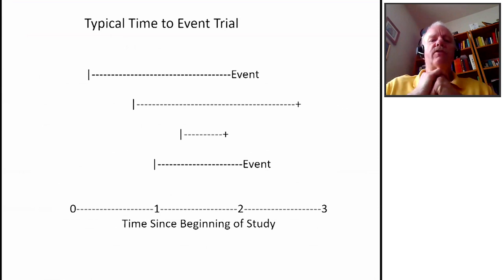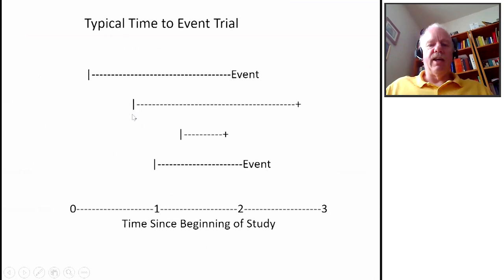And so this picture depicts what happens in clinical trials. You open the clinical trial, and let's say one patient comes in relatively early, and then they amass a certain amount of time, and then they have the event of interest. Let's say it's death, they die at this time. So their time to event is from when they entered and got randomized to when they had the event.